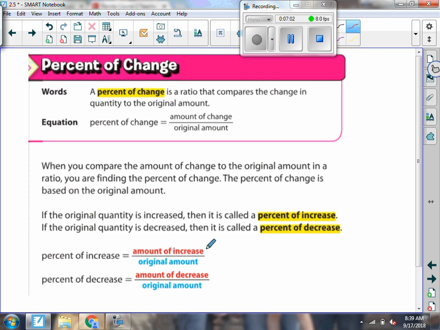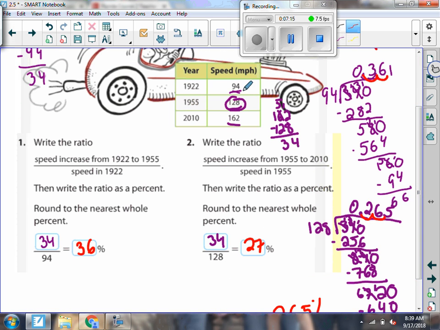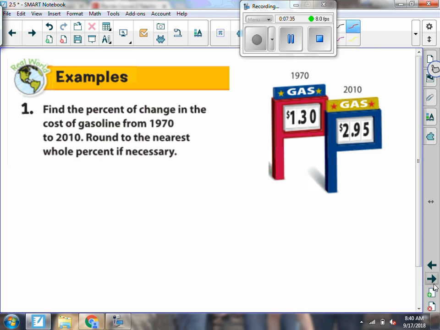So they're going to want us to find our percent of change and tell them, is this an increase or a decrease? So if we look back at our previous example, for number 1, the speed went up. So that's a 36% increase. For number 2, it went up again. So again, that's a 27% increase. So these are the forms that we're going to be writing our answers in. Okay, so go ahead and pause this and take a moment to copy this down.